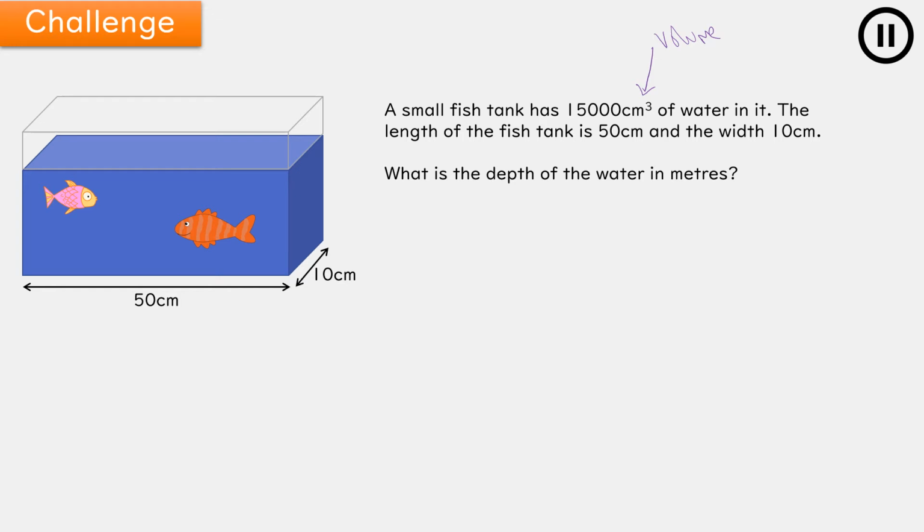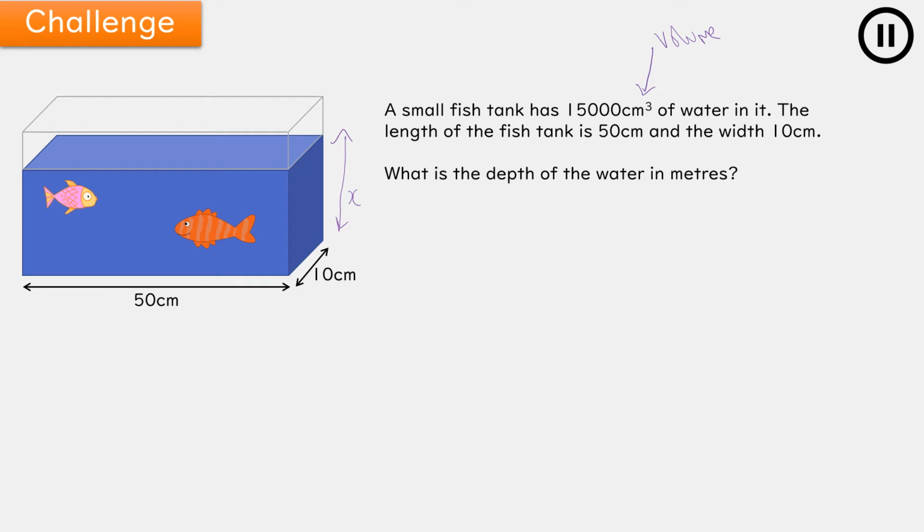What is the depth of the water? So remember, depth is how deep it is. We want to work out this value here. I'm going to call it x. What's the depth? Pause the video now and have a go at it. We'll then go through the answer together. Okay, well done for giving that one a go.